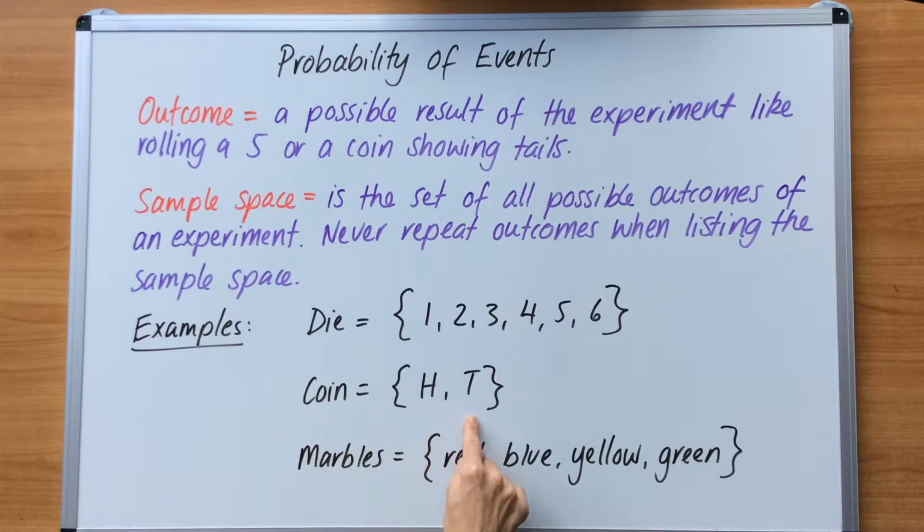The coin, heads or tails, again squiggly brackets, write heads or tails separated by a comma. And if you have a bag of marbles and you're selecting from the bag, you may have several red, several blue, green, and yellow, but you only list that once. You don't list 3 reds or red, red, red if you have 3 red marbles in the bag. You just list it once. Red, blue, yellow, and green, again separated by commas and inside the squiggly brackets.